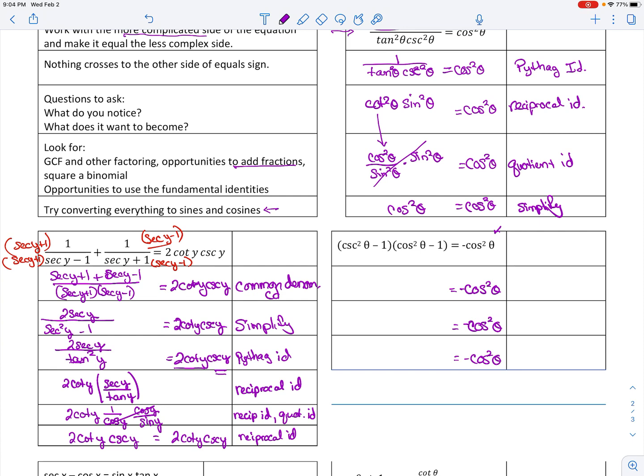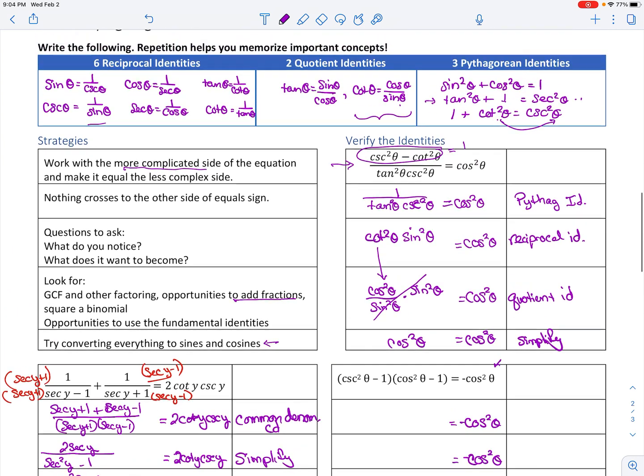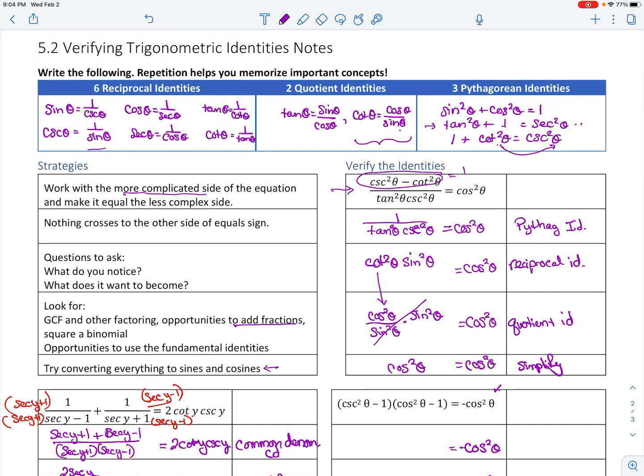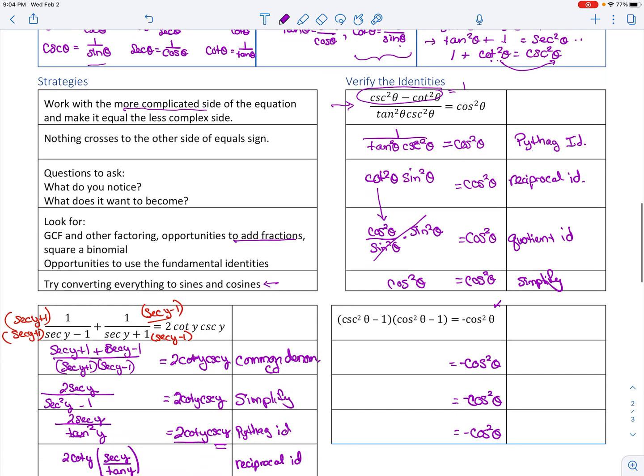All right, so what do we notice? Well, I notice that we have some squared terms and sums and differences. So let's think about what cosecant squared of theta minus 1 looks like. If I go up here and see cosecant squared of theta, if I subtract the 1 from both sides, cosecant squared theta minus 1 is going to be cotangent squared theta. So I can use a Pythagorean identity to say cotangent squared theta in place of this guy.